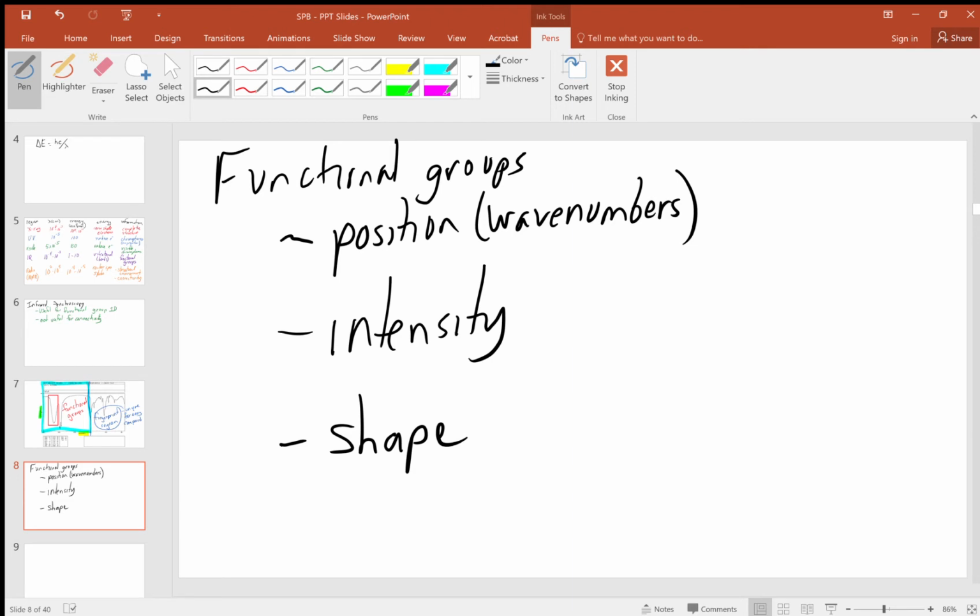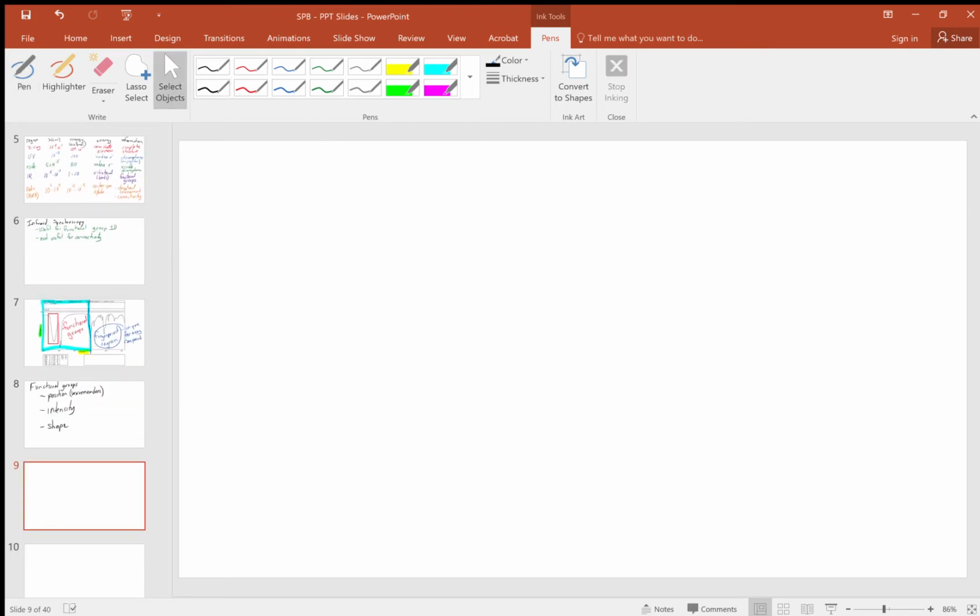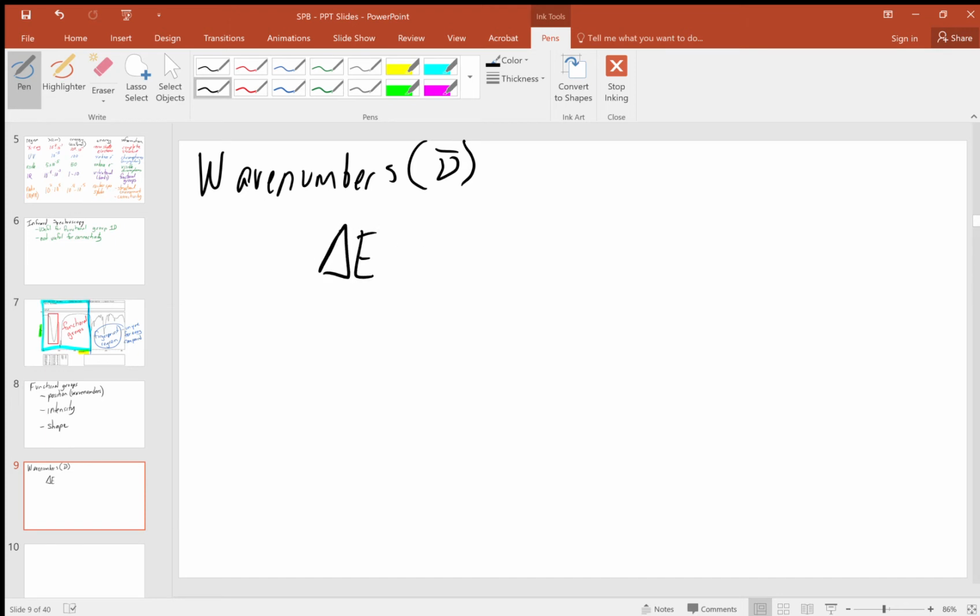Now, you may have noticed that the scale at the bottom is wave numbers. That's a unit that at this point is probably not familiar to you, and we use this symbol here to represent wave numbers. So, what are wave numbers? We remember from general chemistry, and we also reviewed this equation last time, that delta E is equal to Planck's constant times c divided by lambda, and lambda, of course, is the wavelength.